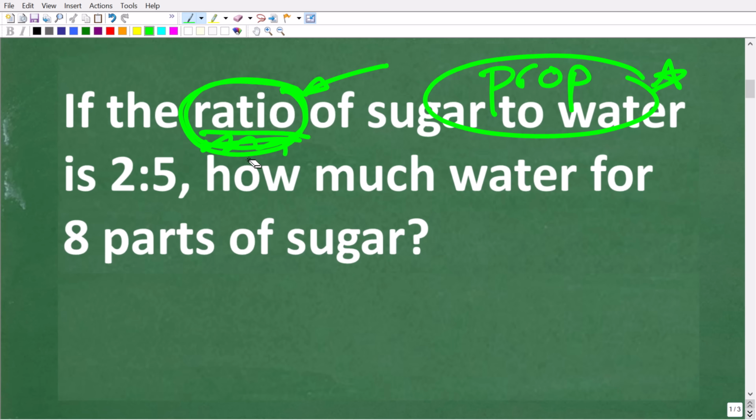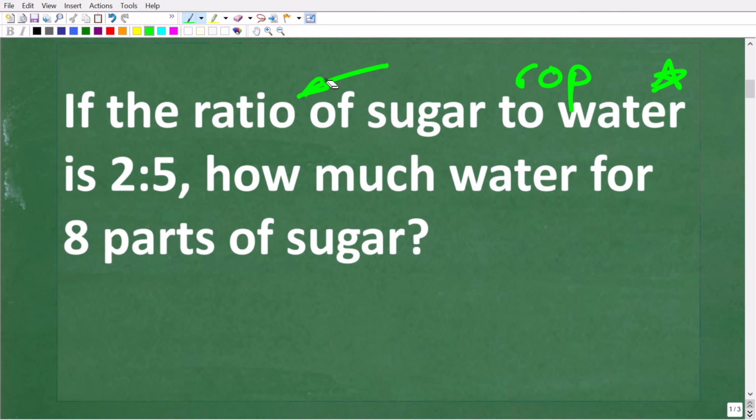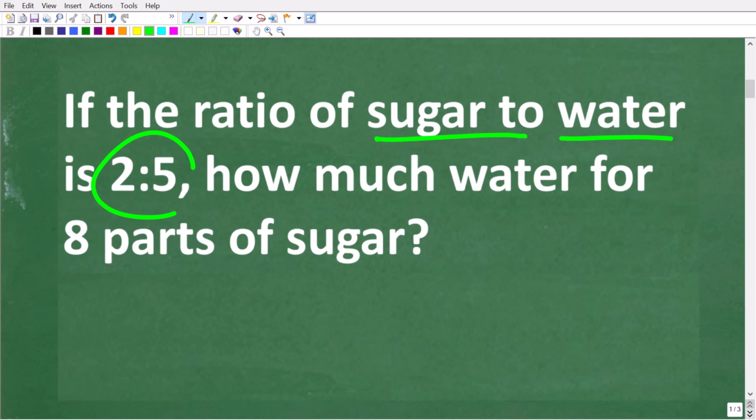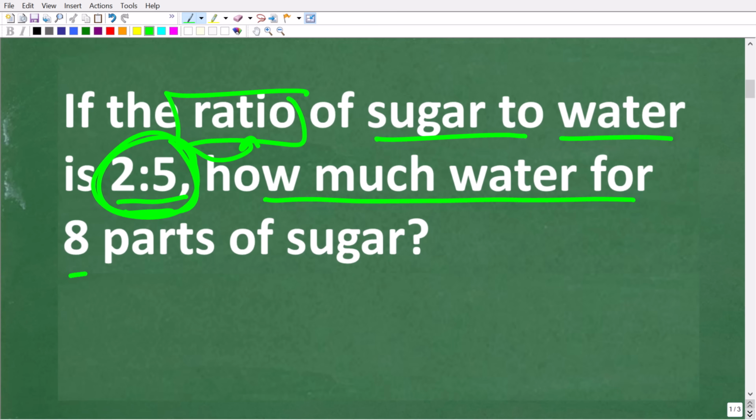Okay, so here again we have this ratio of sugar to water, two things, and the ratio of sugar to water is 2 to 5. So this is just a notation that is used in ratios, and we'll talk a little bit more about what this means. But the question is, how much water is needed for 8 parts of sugar? So let's just kind of think about this here for a second.